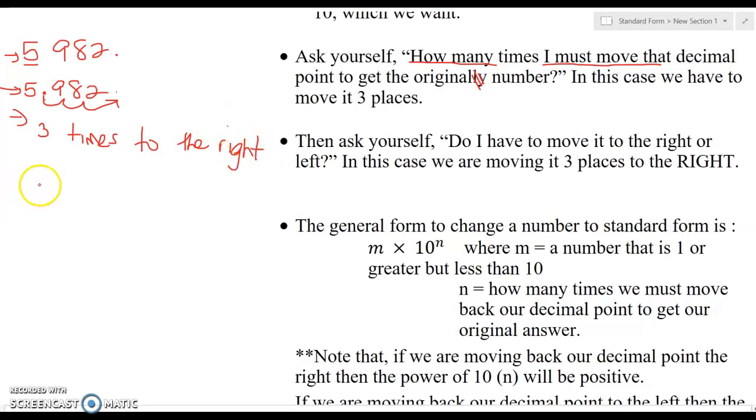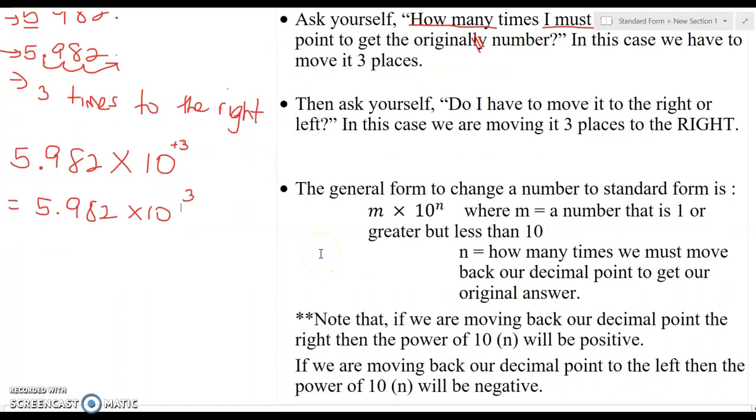So that's where I get my power of 10. You're going to write 5.982 multiplied by 10, and then the power that goes on top is how many times we moved the decimal point. It's 3 times to the right, so we put 3 on top here. And since we're moving to the right, it's positive 3. Let's write our final answer as 5.982 by 10 to the power 3. And this is standard form.